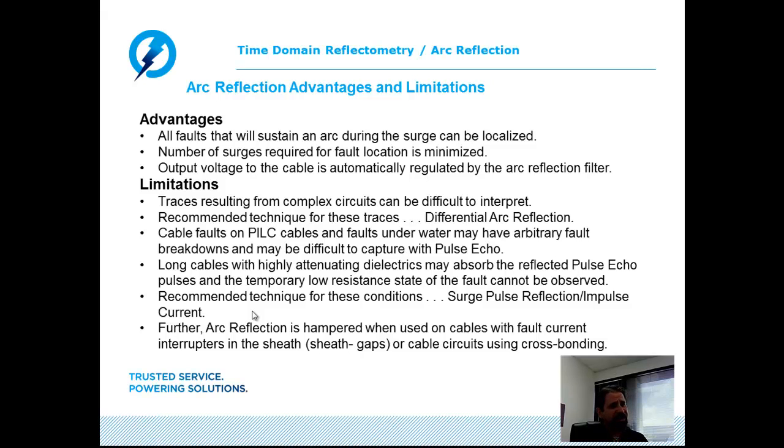Also, another limitation of pulse echo or time domain reflectometry is that the arc reflection technique is greatly hampered when we use it on cables with fault current interrupters in the sheath or sheath gaps, or those cable circuits that use cross bonding. Also, these bonding techniques and current interrupters will greatly hamper the use of any of the time domain reflectometry techniques. But the next in our sequence that we'll move on to discuss is going to be the surge pulse reflection.